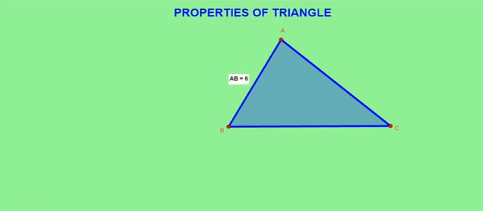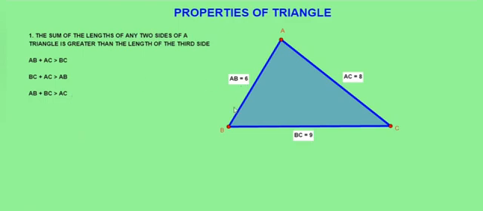Okay. Next, measure the sides. AB is 6, AC is 8, BC is 9. Now just add the first two sides. Take these two sides, that is AB and AC. AB is equal to 6, AC is equal to 8.